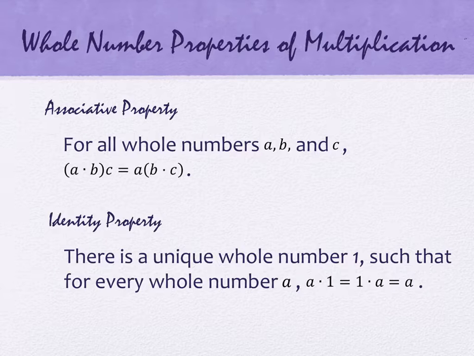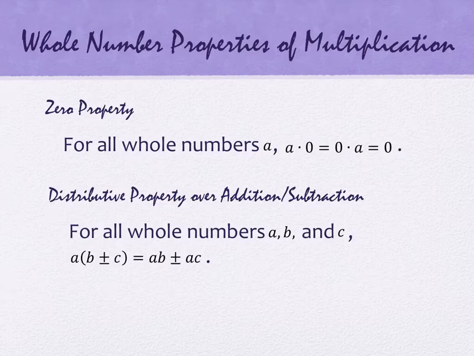That's different than the 0 property. So 0 still is important with multiplication. The 0 property is A times 0 is equal to 0 times A, which is equal to 0, not A. Okay, so 0 is not an identity for multiplication, but there is a 0 property for multiplication.